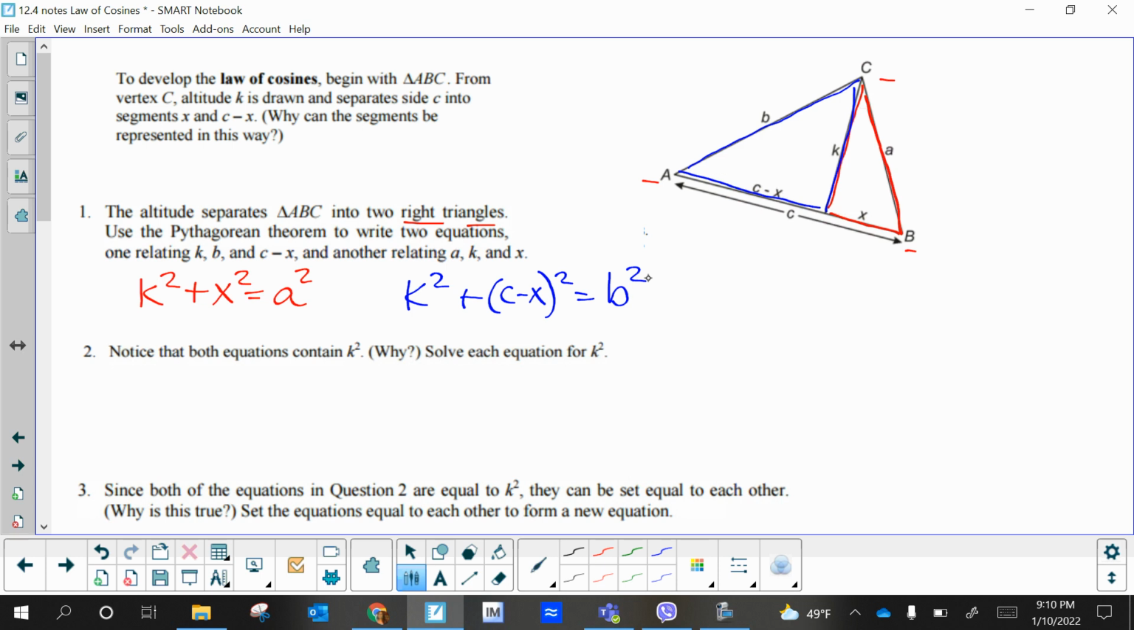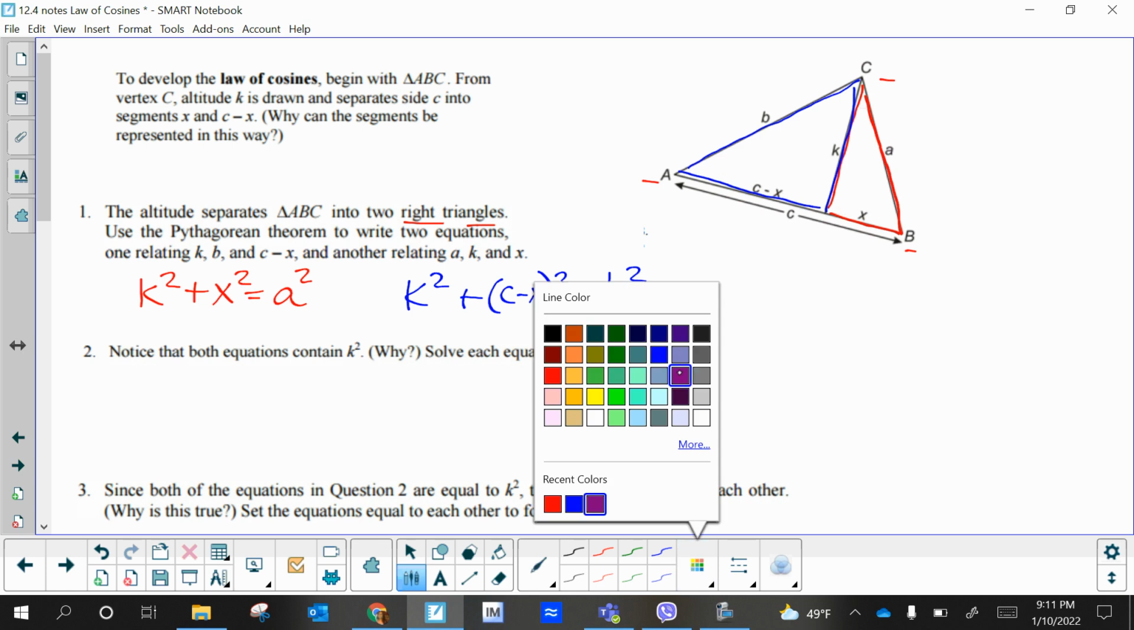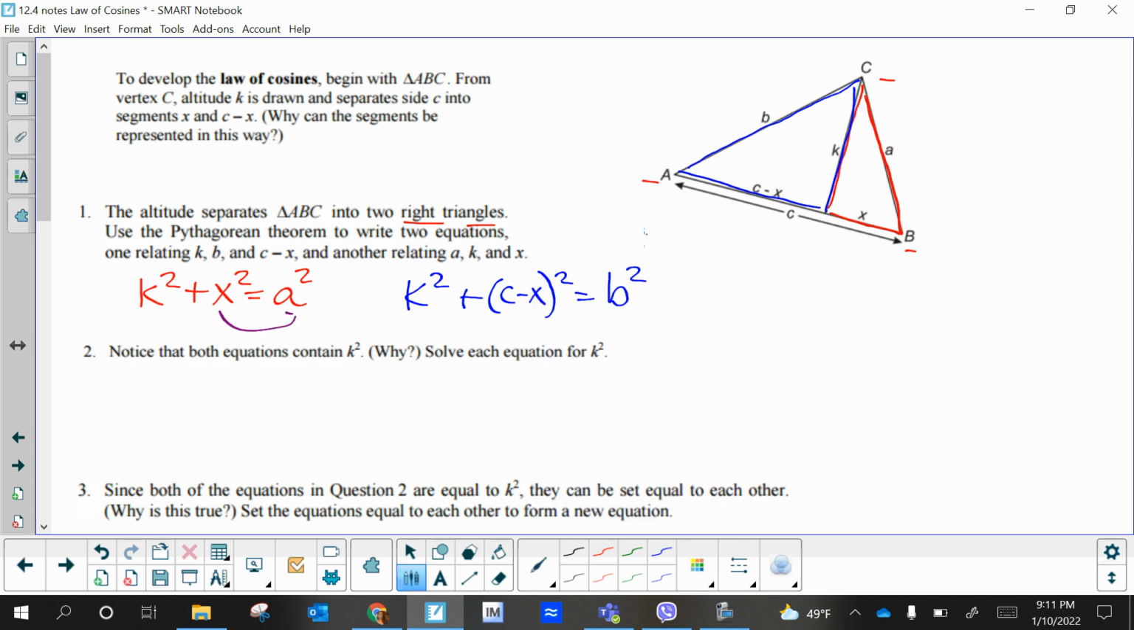Next, step two, it says notice that both equations contain k squared. Why? Because the k is a shared side for both of those right triangles. So let's solve for that. The way we're going to do that is we're going to move this x squared over here by subtracting x squared from both sides. And same thing over here. We're going to move this whole thing over there by subtracting (c minus x) squared.